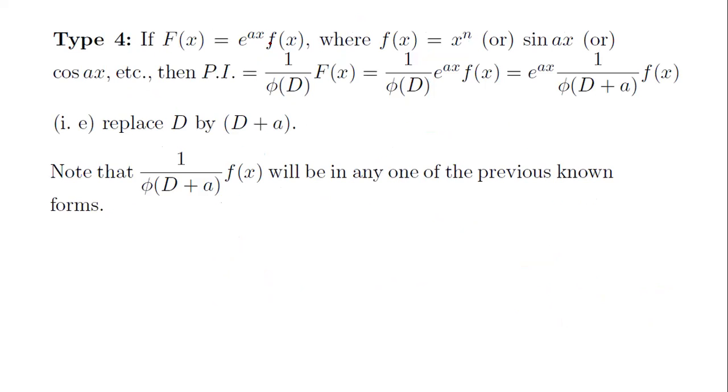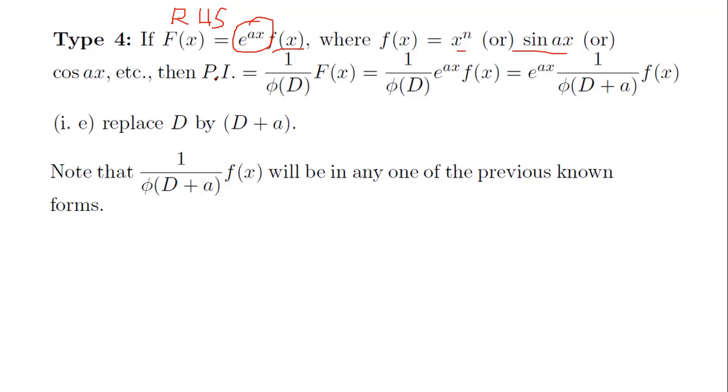In case f of x is e power ax into F of x, where capital F of x is the right hand side of the given second order ODE. In the second order non-homogeneous ODE, in case the right hand side is e power ax into F of x, that F of x may be trigonometric or algebraic. It is not a problem. Whether it is multiplied with that exponential, then this is the formula.